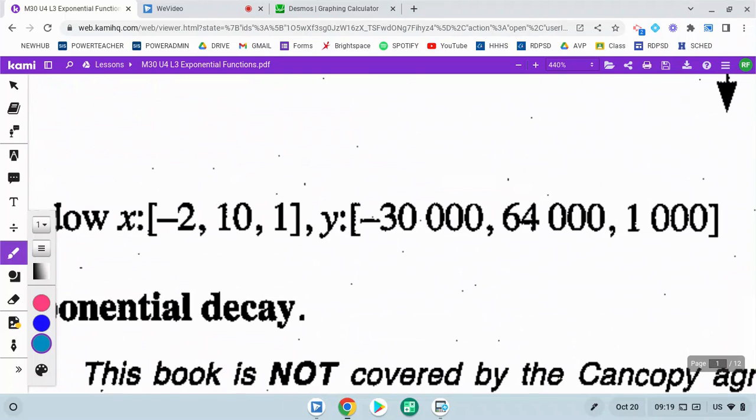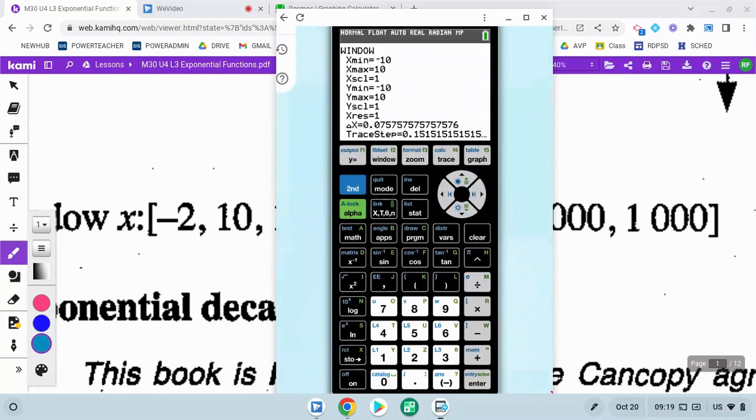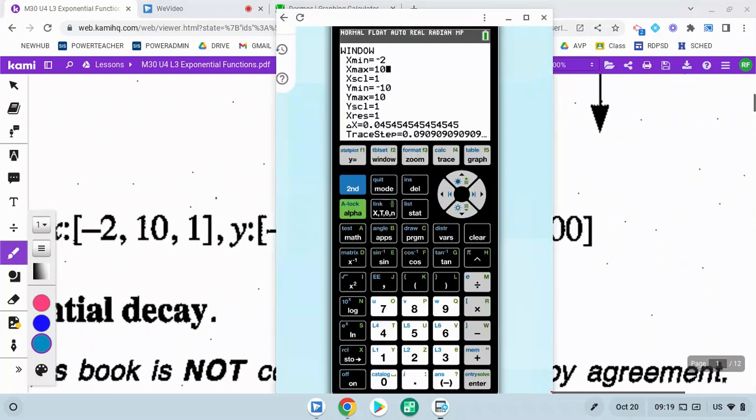So on your calculator, the x minimum comes first, so we use the number that they have first for x, which was -2. Then 10 and then 1 is the scale, which is already what's there. So those are all my x values listed as the first 3 numbers from the window.